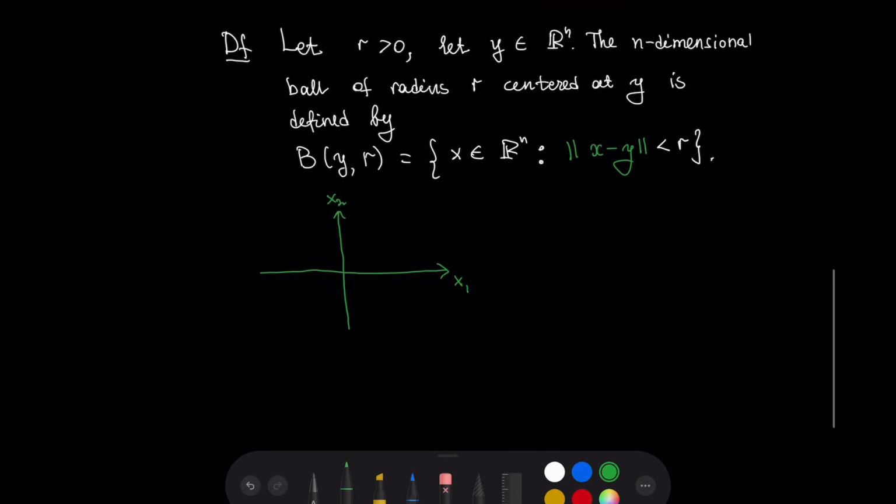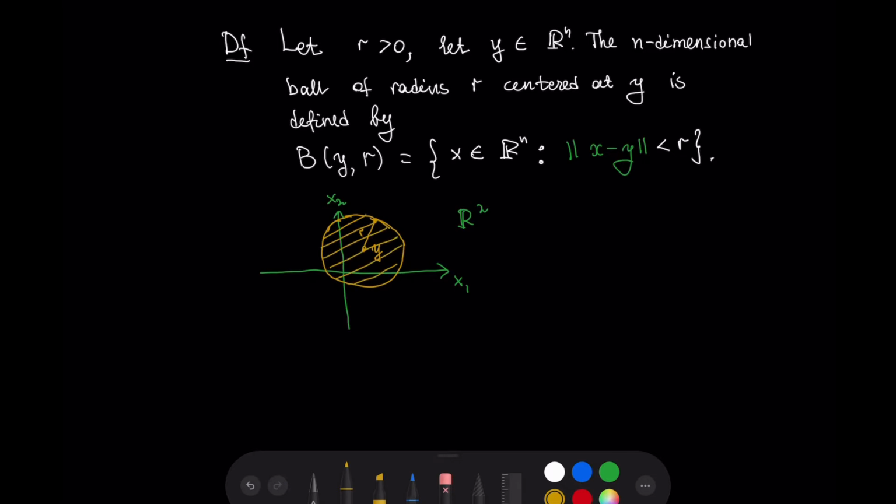So in any case, we have here the example of R2, and let's assume that the point y in R2 is here, and that r is the radius. So let's assume that the length of this segment over here is r. So the ball centered at y of radius r is going to be this disk. Not just this circle, not just the boundary, but everything that's inside this disk.